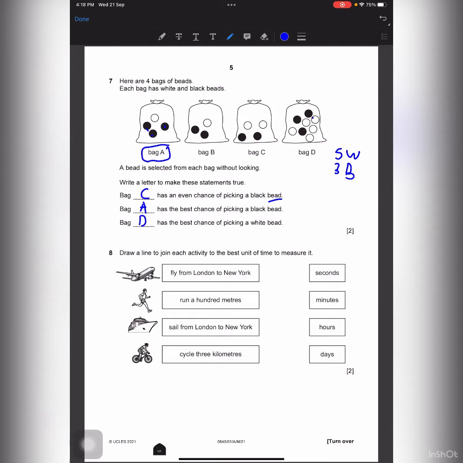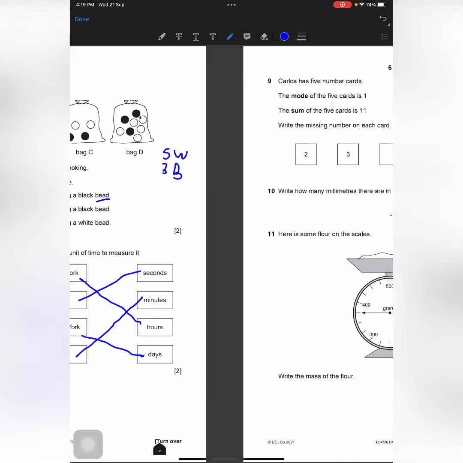So now, draw a line to join each activity to the best unit of time to measure it. Okay. So fly from London to New York. Well, that will be in hours. The flight will be for hours. So run 100 meters. Well, that will be seconds. Sail from London to New York. Well, first of all, sailing will take a longer time, so it will take days. And cycle 3 kilometers. Well, it will take minutes. Next.